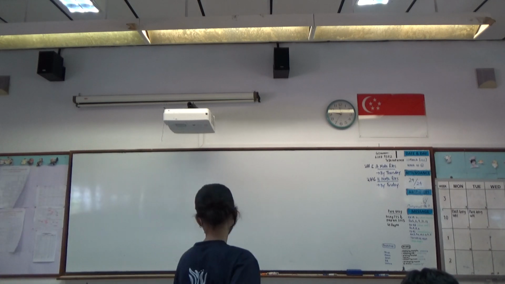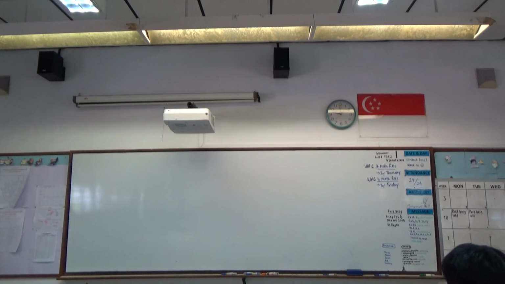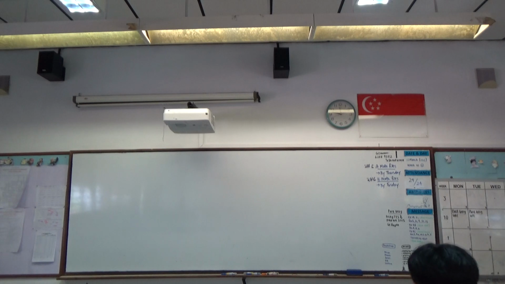Finish up our matrices, looking at problem sums. Once we're done with that, then we will move into our vectors. Let me set up the visualizer first. In the meantime, you can turn to your textbook, page 151. Because the question is fairly long, I'm not going to write it on the board.